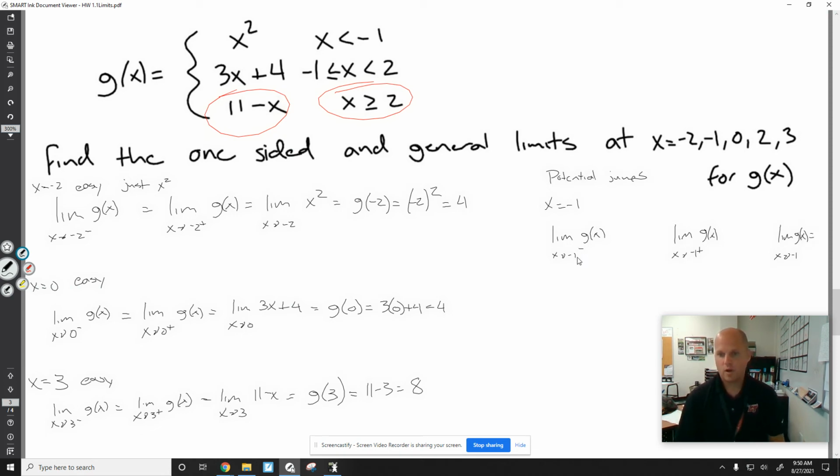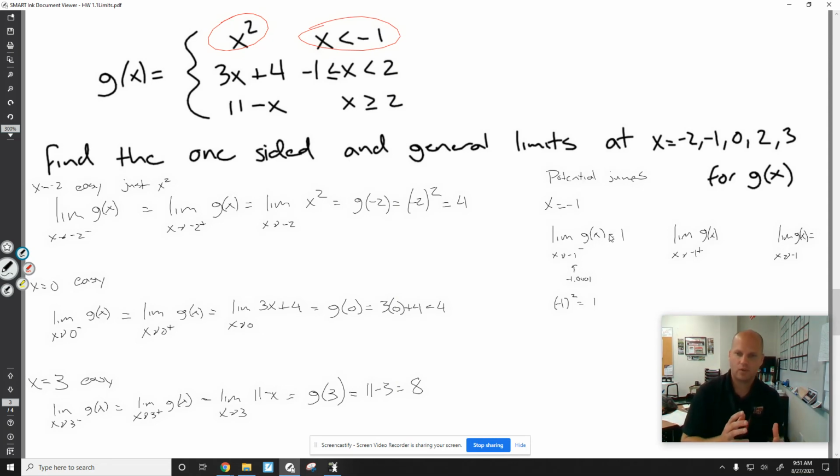Okay, negative 1 from the left. Negative 1 from the left, that's like negative 1.0001. That's a little bit less than negative 1. I'm going to use the top piece when I'm less than negative 1, which means I'm going to be plugging in negative 1.0001 into x squared. It's going to be getting closer and closer to what happens if I just plug in negative 1 into x squared. I am going to just plug in negative 1 into x squared, and I get 1. And that's what I'm going to approach if I'm just to the left of negative 1.